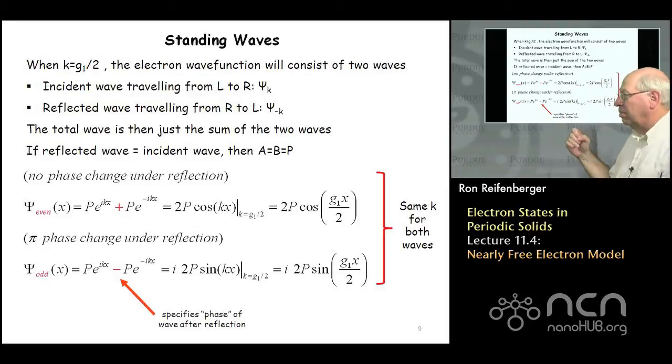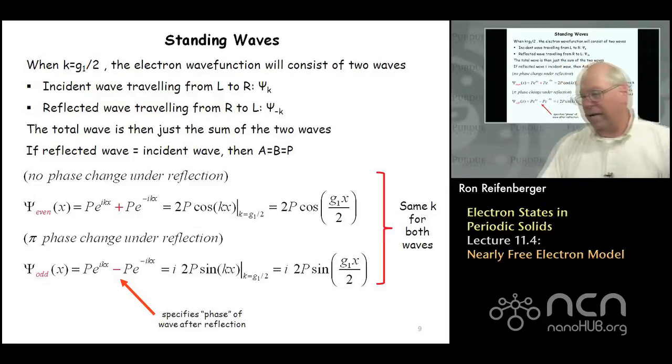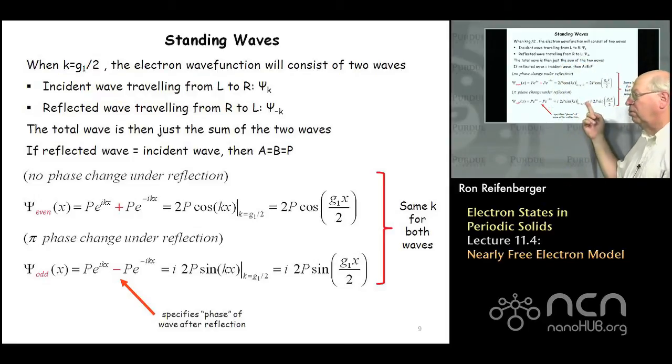The other possibility is that the wave could be reflected out of phase with respect to the incident wave. That gives rise to a negative sign here. And again, by Euler's formula, this now gives rise to an imaginary wave function which can be described as the sine of kx, where again, k has got to be evaluated at the reciprocal lattice vector divided by 2, g1 by 2. Okay?